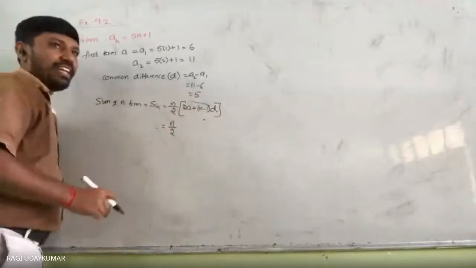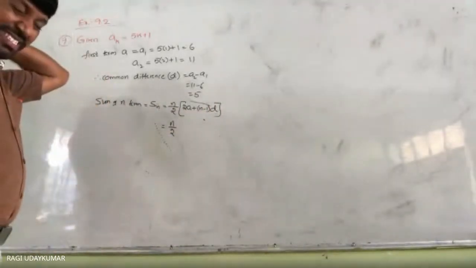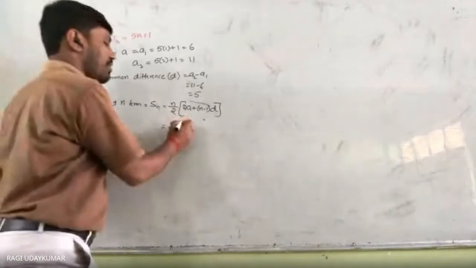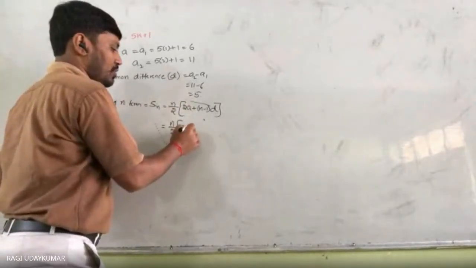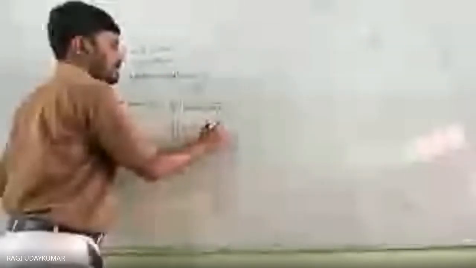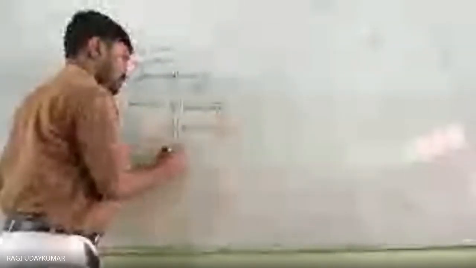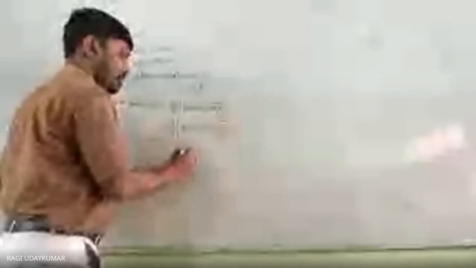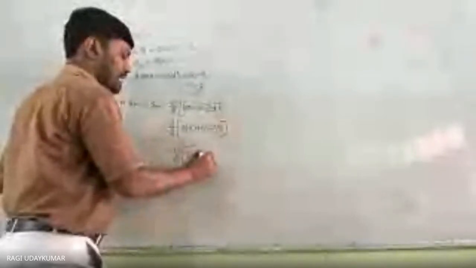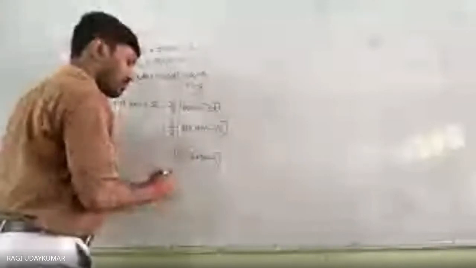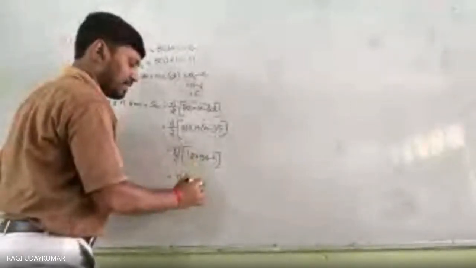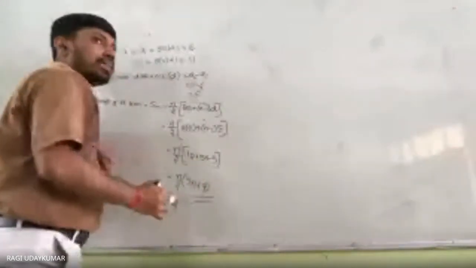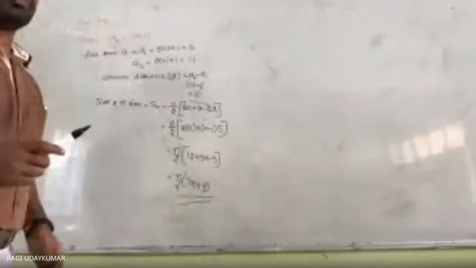The sum of n terms formula is n by 2 of 2a plus n minus 1 into d. A is equal to 6. So n by 2 of 2 into 6 plus n minus 1 into 5, which is equal to n by 2 of 12 plus 5n minus 5, which is n by 2 of 5n plus 7.